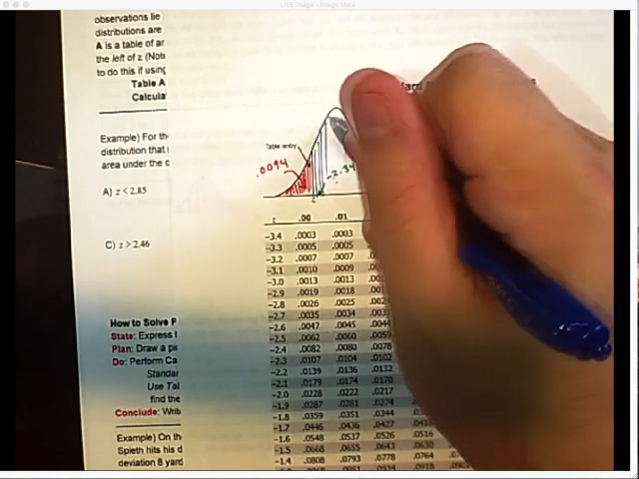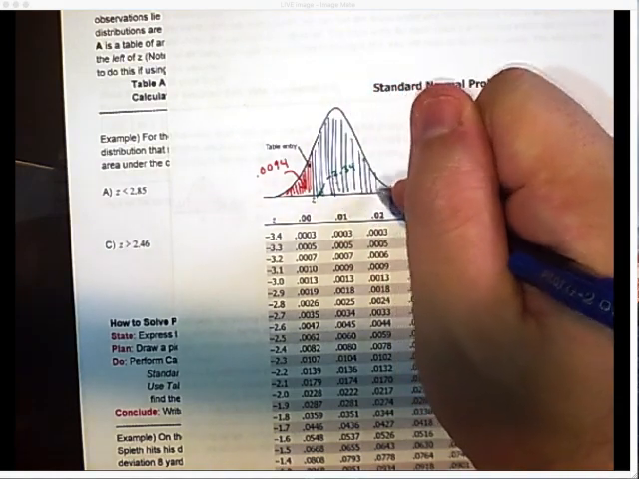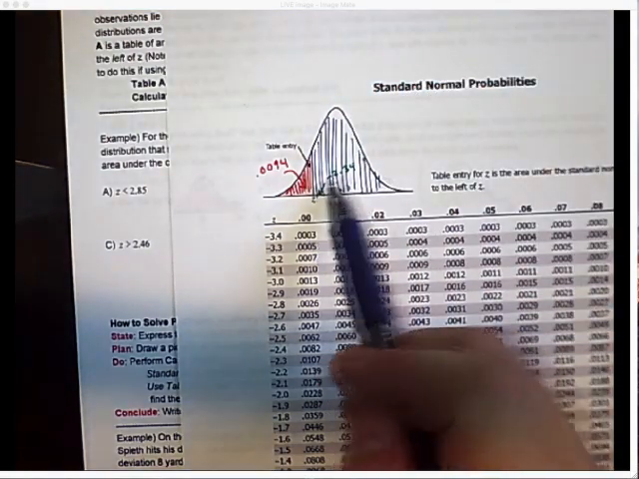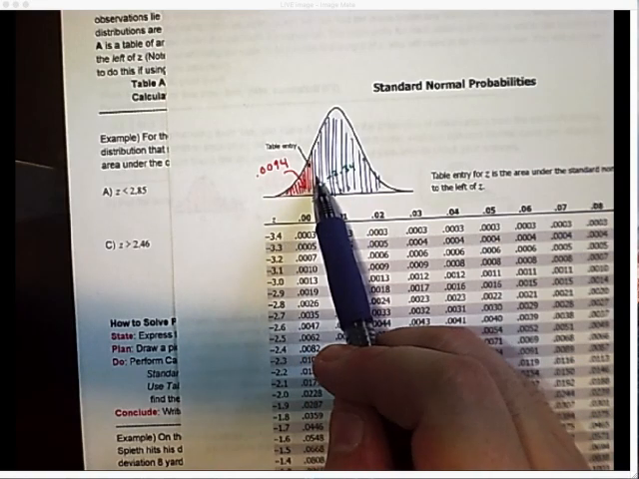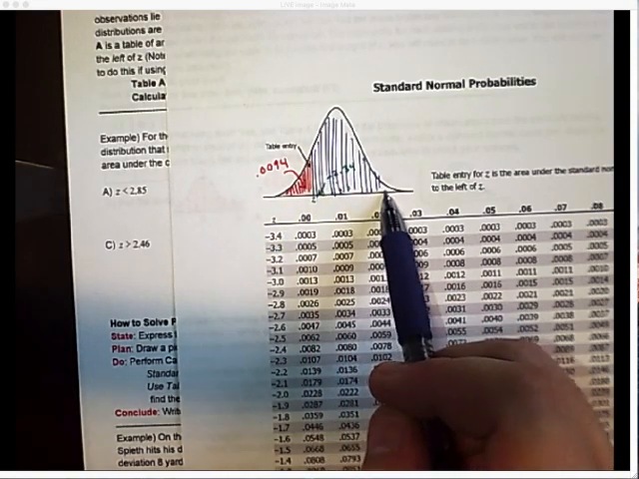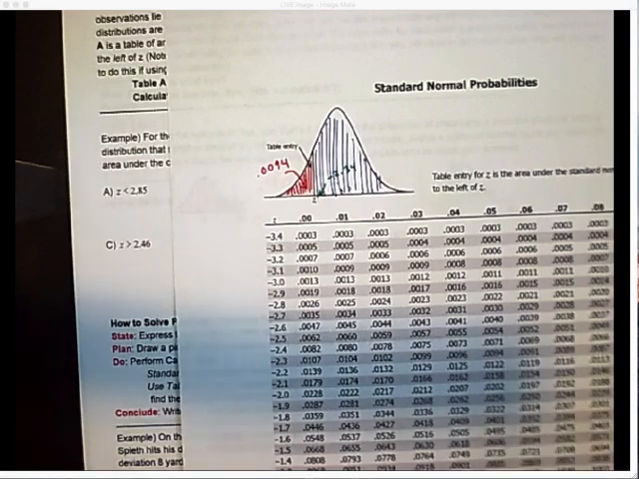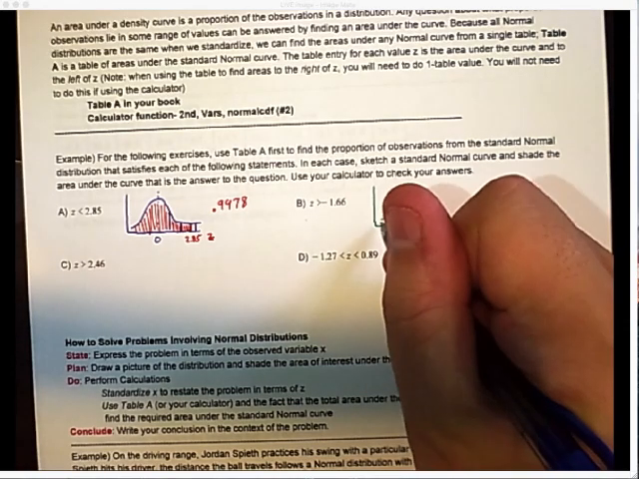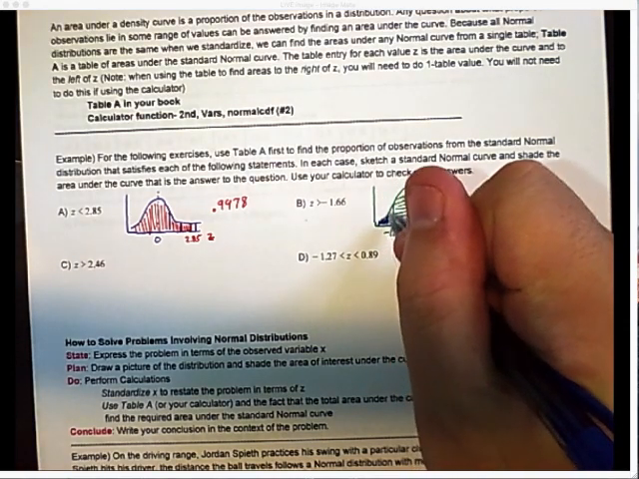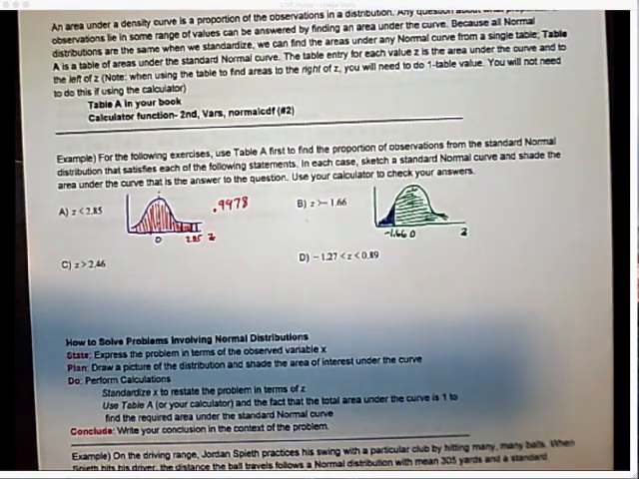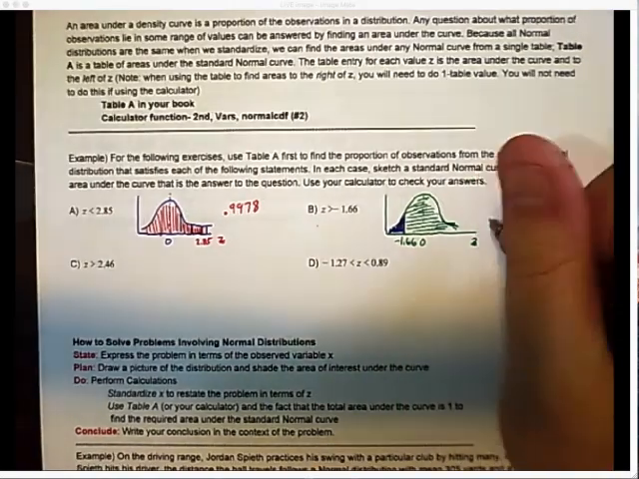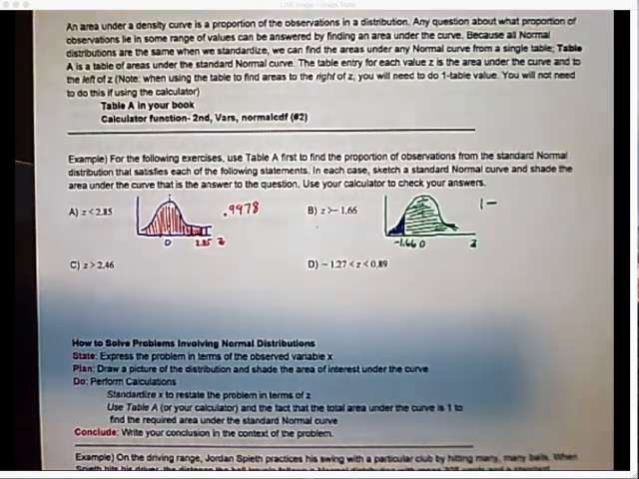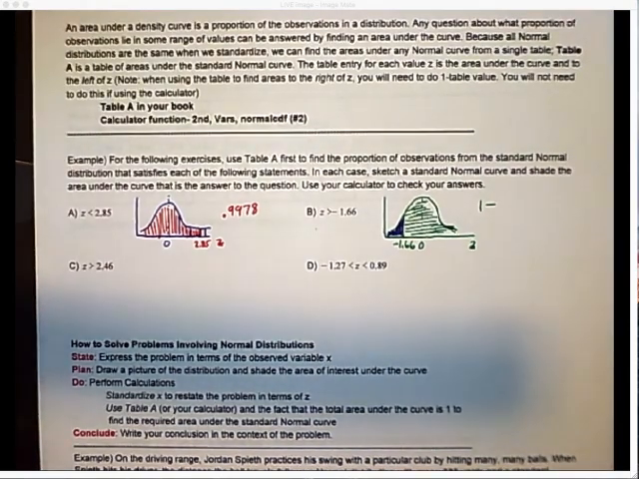The area to the right and the area to the left combine to make 1, because the area under any density curve is always 1. Okay, so the way I'm going to find this, okay, what I'm actually going to do is I'm going to find this blue area using the table, and I'm going to subtract that from 1. So I'm going to do 1 minus, now I can look at my table.